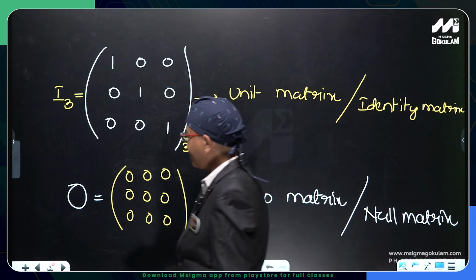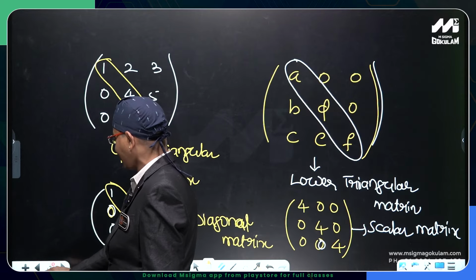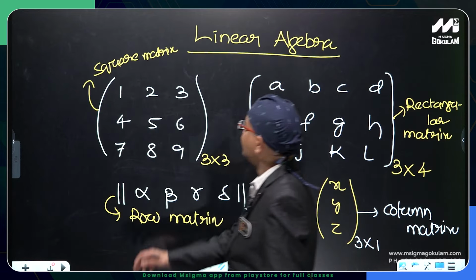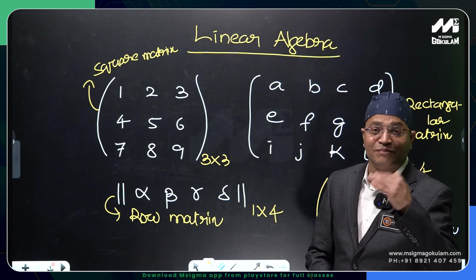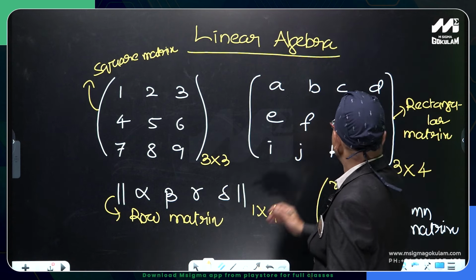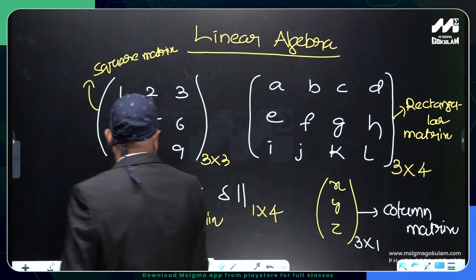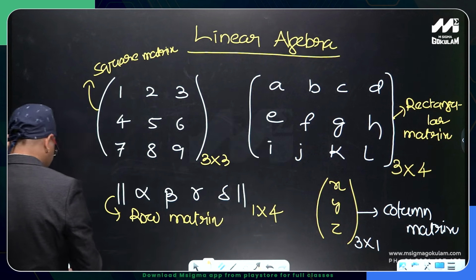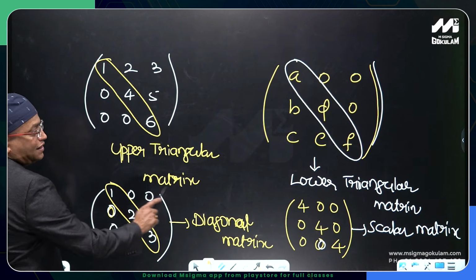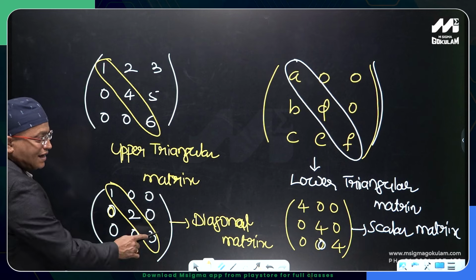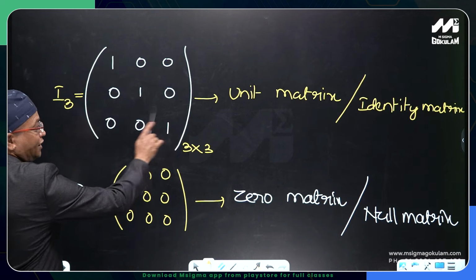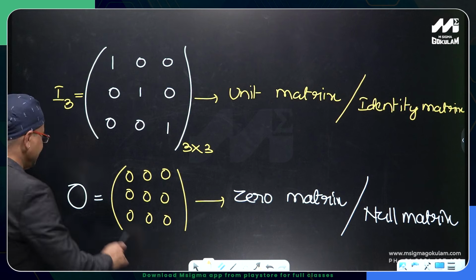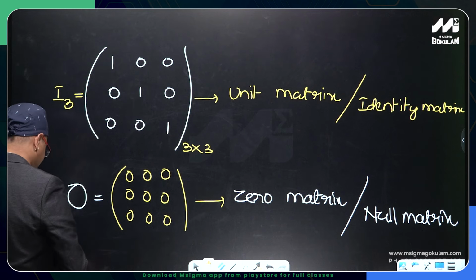So, you observe, what are the types of matrices we have learnt? In the chapter linear algebra, these are all very, very important to remember. Square matrix, rectangular matrix, row matrix, column matrix, upper triangular, lower triangular, diagonal matrix, scalar matrix, unit matrix or identity matrix, zero matrix or null matrix.